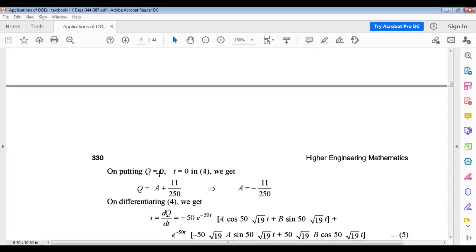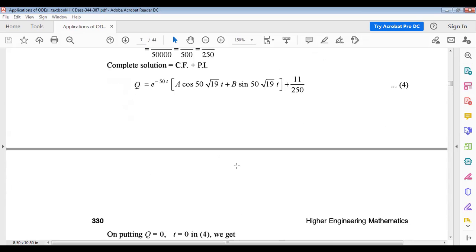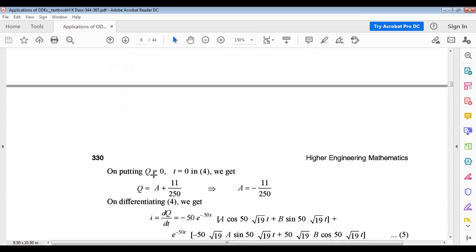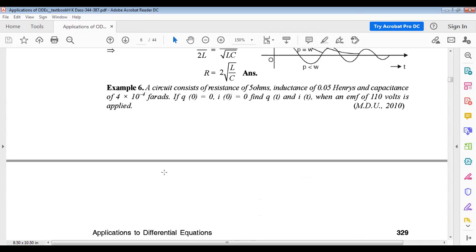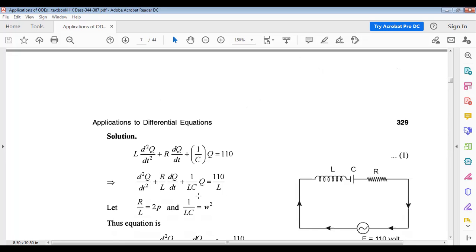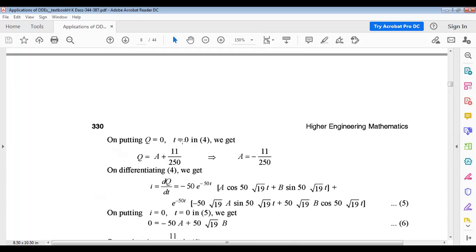Now on putting q equals to 0, t equals to 0 in equation 4, we have to find out these two constants a and b. If there is no charge transfer, q equals to 0 at time t equals 0, this is the initial condition. When t equals to 0, q equals to 0. When t equals to 0, I equals to 0. Remember it. This is our given initial condition.